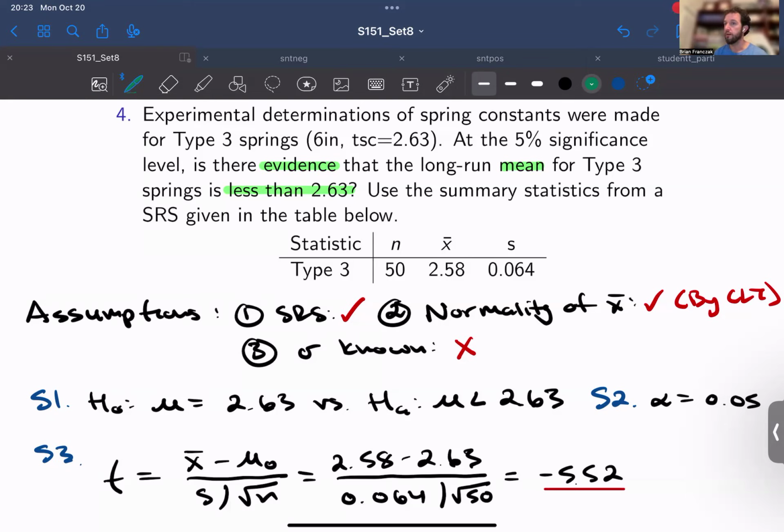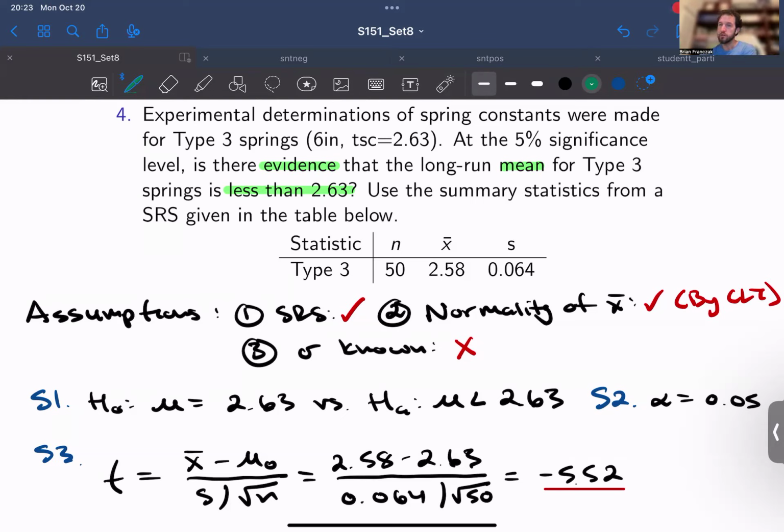So we start with our assumptions. The first assumption is, do we have a simple random sample? Which we do, because the problem tells us it's a simple random sample. The second assumption I've written as the normality of X bar, and we can check this off because we have more than 30 observations, so we're able to apply the CLT.